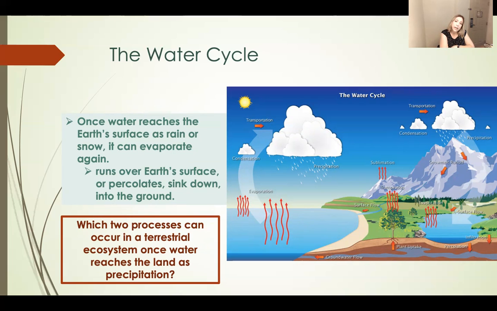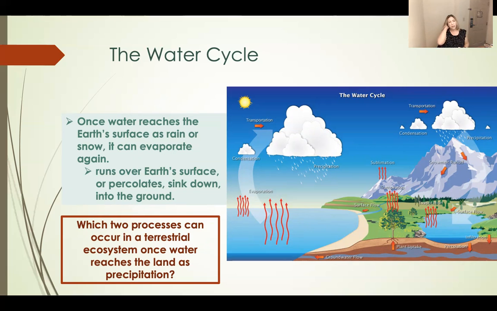The other thing is that water can hit plants, right? Plants need water, it's part of supplying the necessary inputs for photosynthesis. But let's say water hits the leaves. It can actually evaporate from that surface.